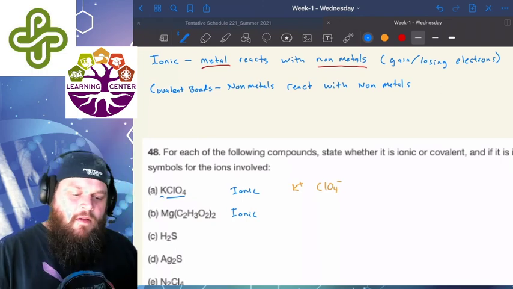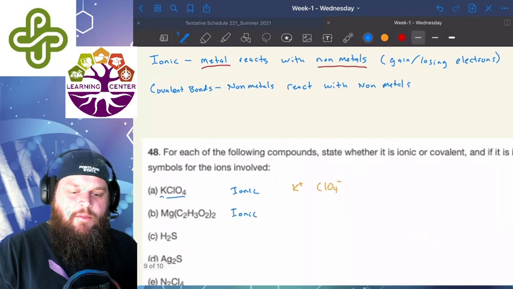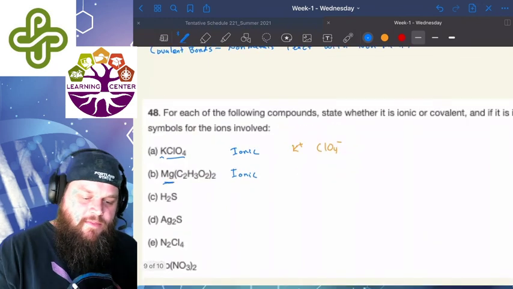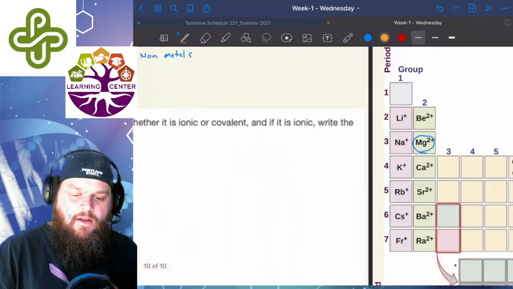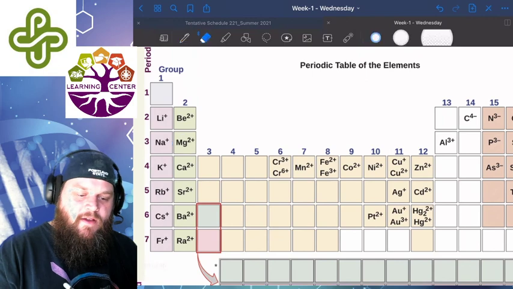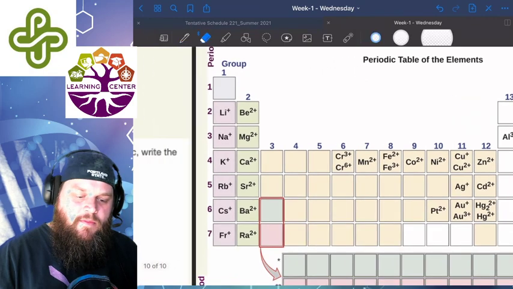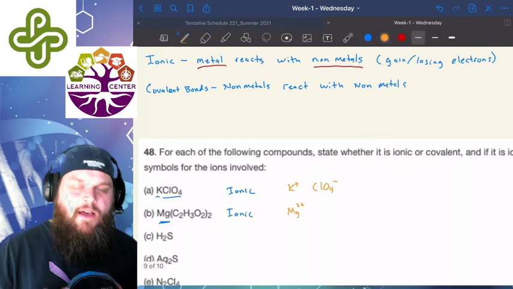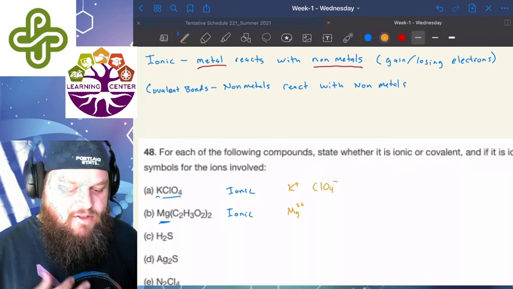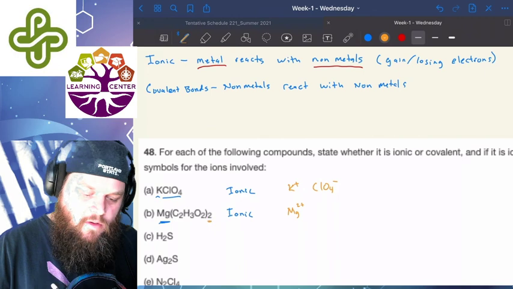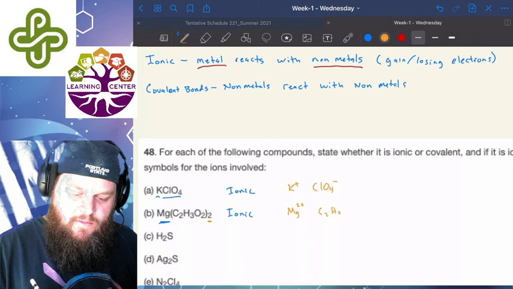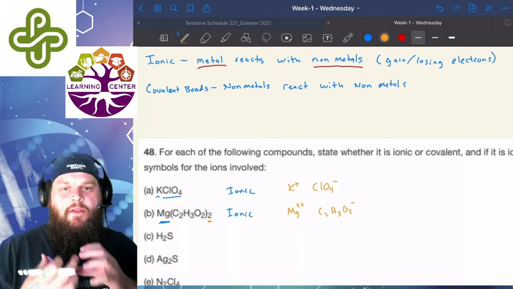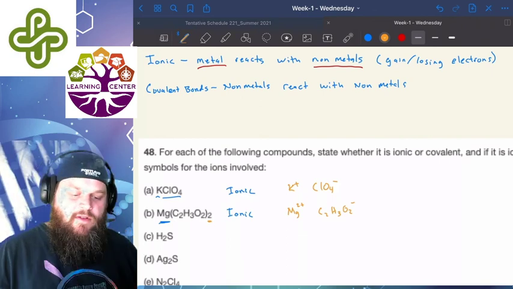So ionic bonds are when metals react with nonmetals. Since magnesium is definitely a metal, we know that magnesium is 2+ based off our chart here and the fact that it's in group 2. That means the rest of it needs to have a -2 charge to keep that neutral. In this case, we have 2 of this C2H3O2, which means that C2H3O2 is going to be a -1 charge. And then 2 of those bonded to the magnesium, which is 2+, gives you a neutral compound.